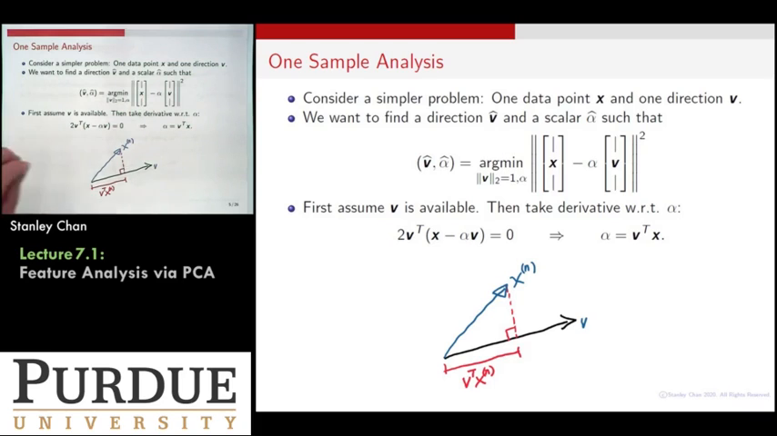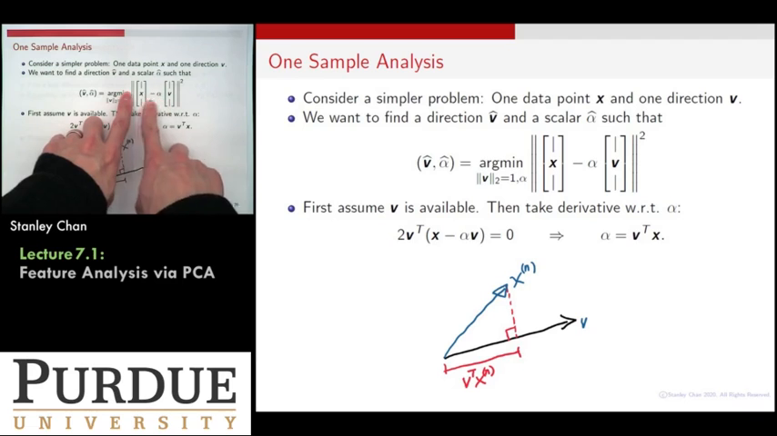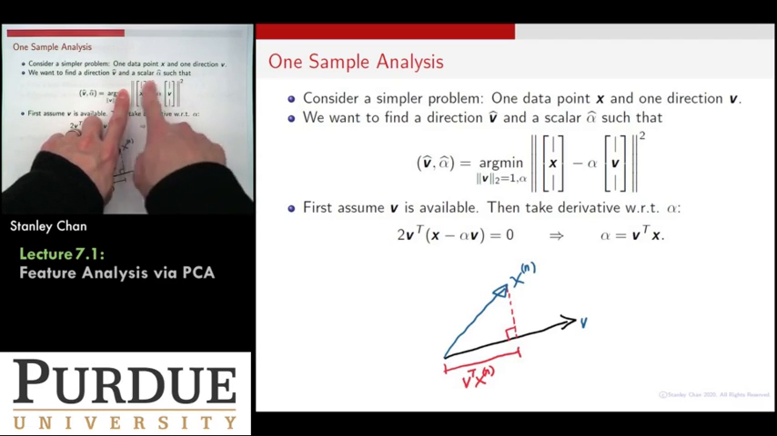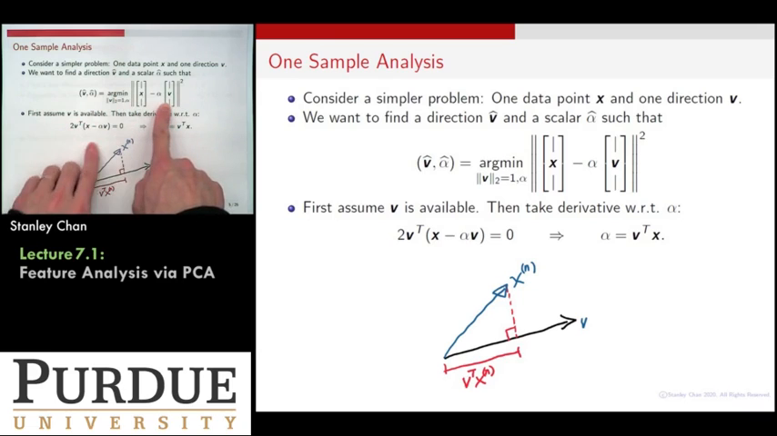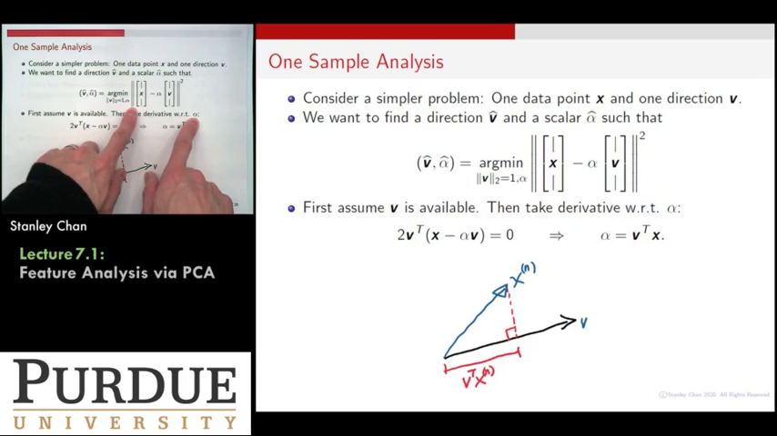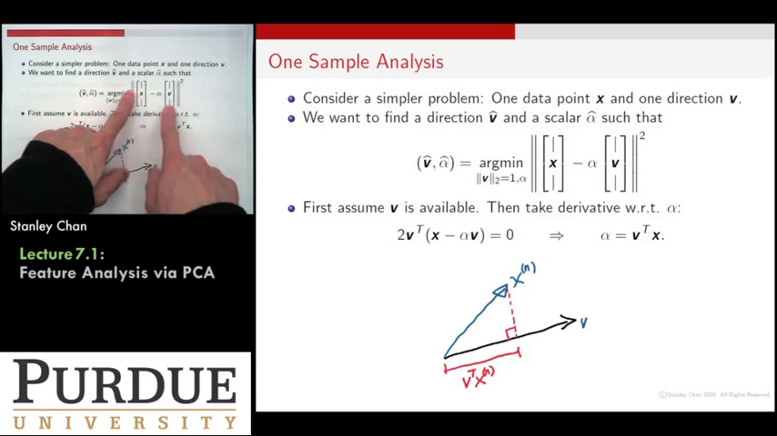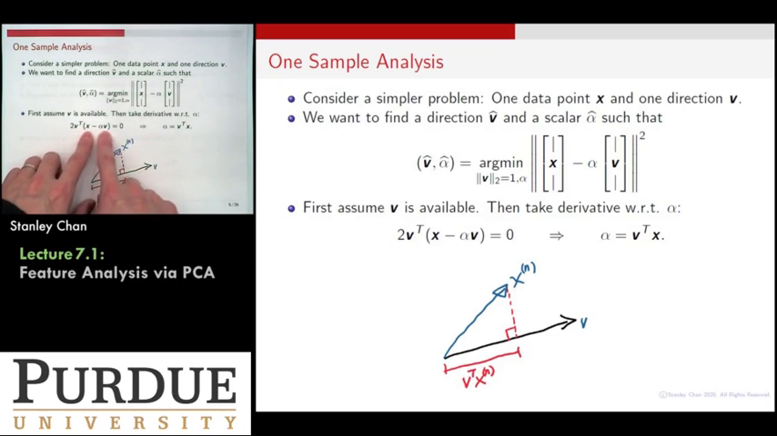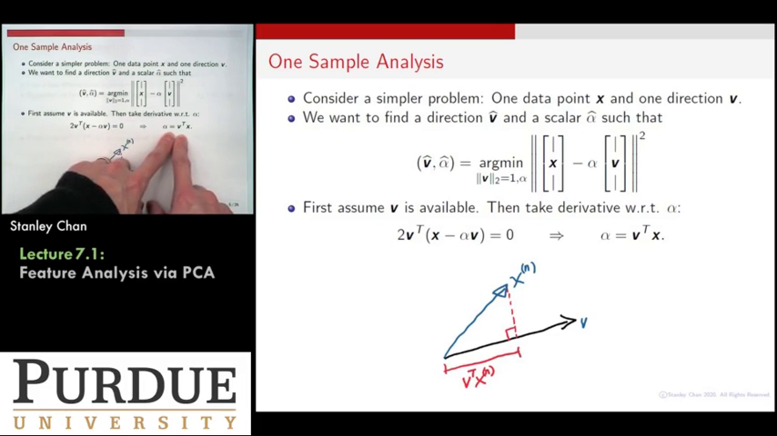It's very easy. You look at this expression. This is a quadratic equation. You take the derivative with respect to alpha, right? So this is a quadratic form. You take a derivative with respect to alpha. You get v transpose (x minus alpha v). You set it to 0. You get the solution: alpha equals v transpose x.